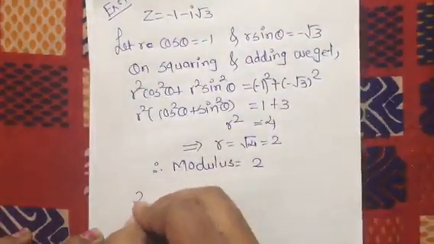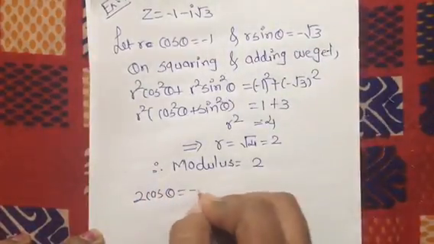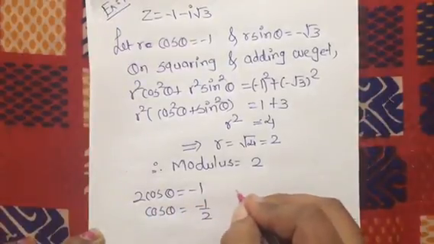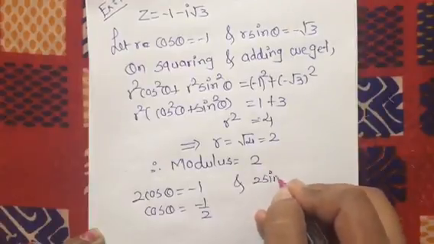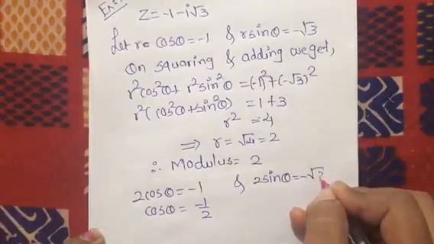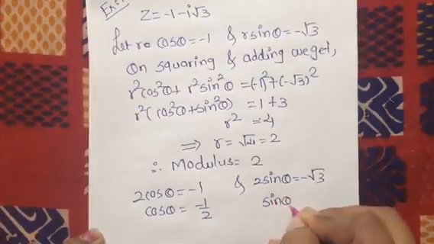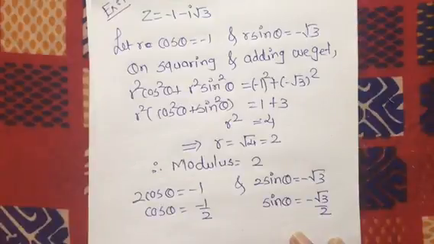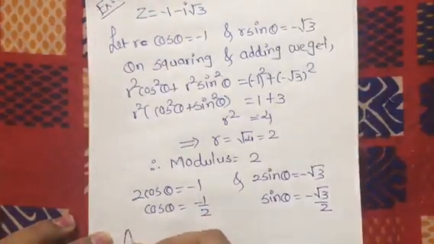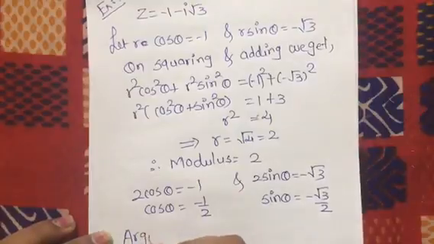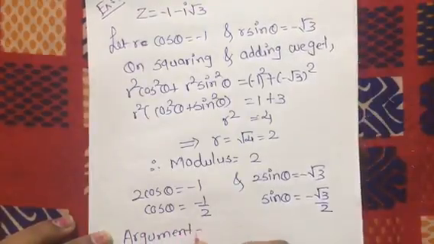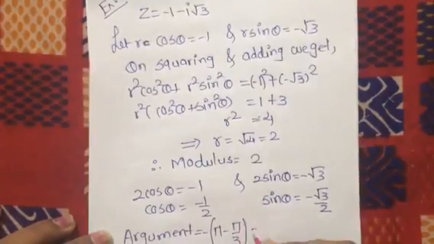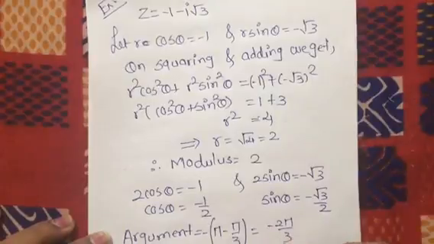Now 2 cos theta is equal to -1, therefore cos theta is equal to -1/2, and 2 sin theta is equal to -√3, so sin theta is equal to -√3/2. So therefore what will the argument be? When will the minus value come? When we are having minus of -pi/3, so this is -2 pi/3.